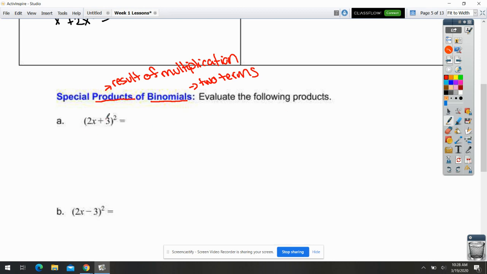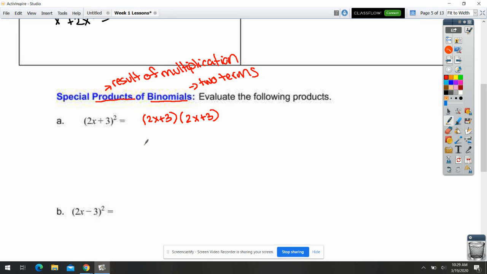All right, so (2x plus 3), and you see it's in parentheses and it has an exponent of 2. Remember, when something has an exponent of 2, you're multiplying the same thing by itself. So what this really breaks down to is 2x plus 3 times itself.